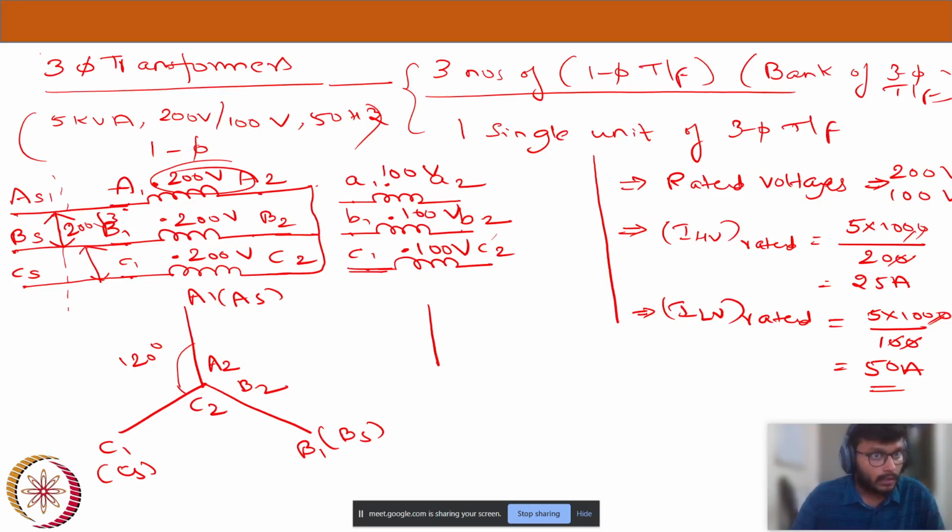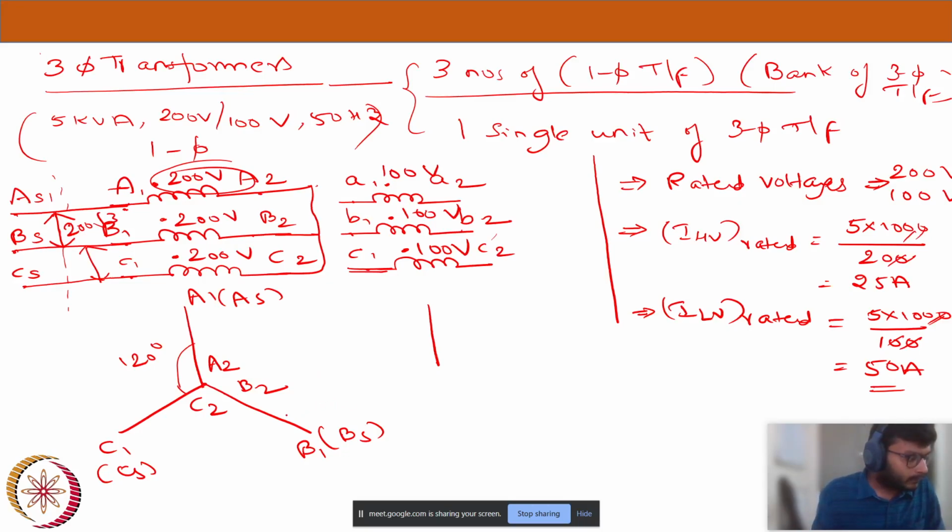HV side is star, right? And the secondary, that means the LV side. Which type of connection, sir? We have not gone to that part. I haven't connected the secondary side. We will go to that. First I will be discussing star-star only. But right now I haven't connected my secondary. That's what I'm going to draw here now.